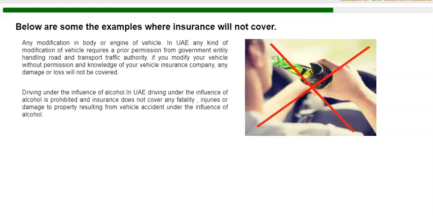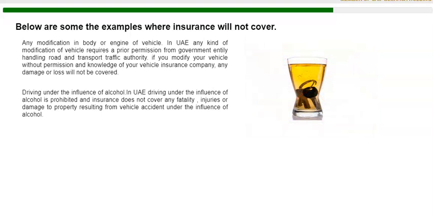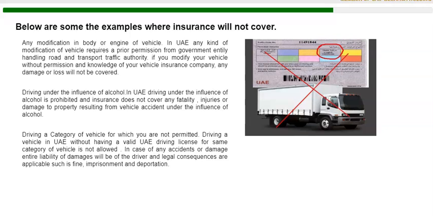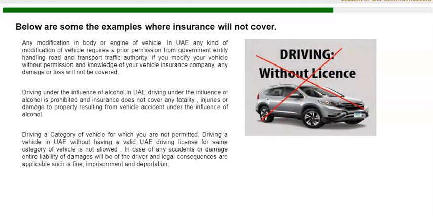When we say legal requirements, a few examples are: if you modify the body or engine of the vehicle, you may not get the insurance. In the UAE, any kind of modification of a vehicle requires prior permission from the government. Driving under the influence of alcohol is prohibited for UAE drivers, and insurance does not cover any damage or injury. And moreover, you can even get jailed for that. Driving a category of vehicle for which you are not permitted. For example, if you have a license for an automatic light motor vehicle and you're driving a heavy vehicle or a vehicle with a gear, it will not be covered by the insurance.